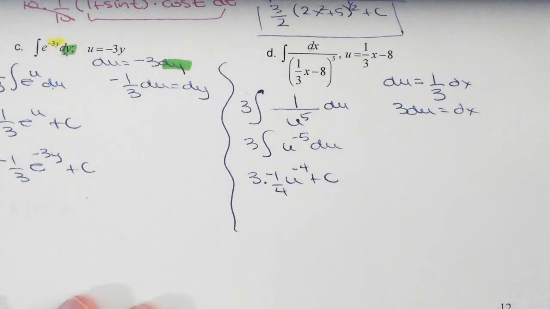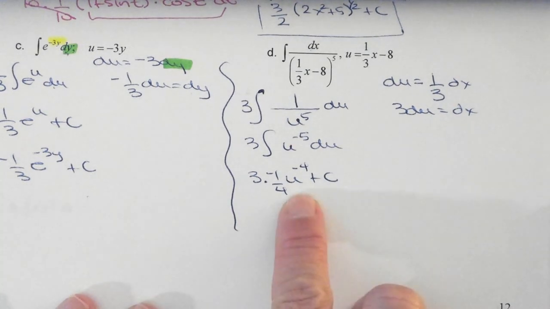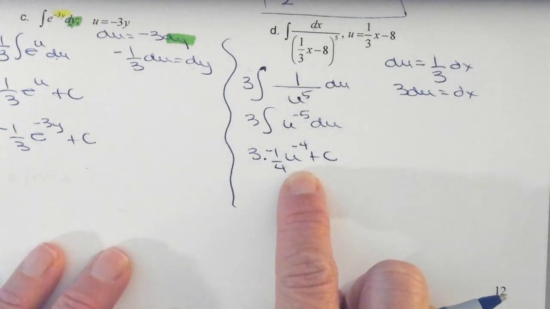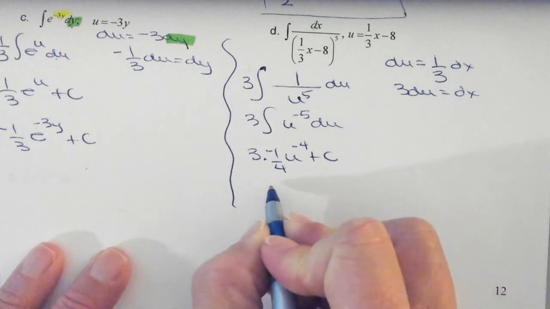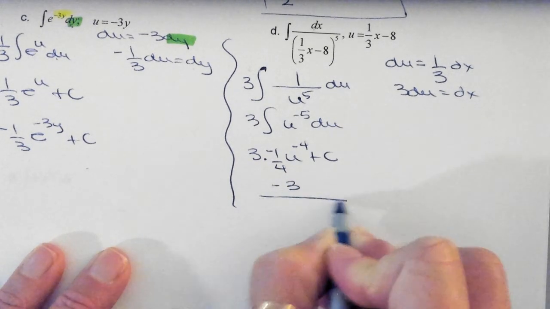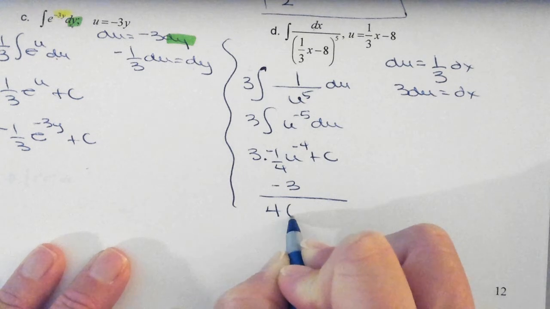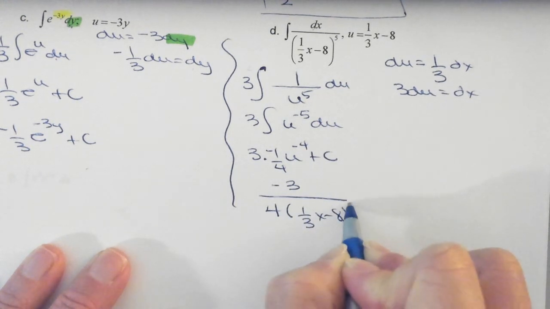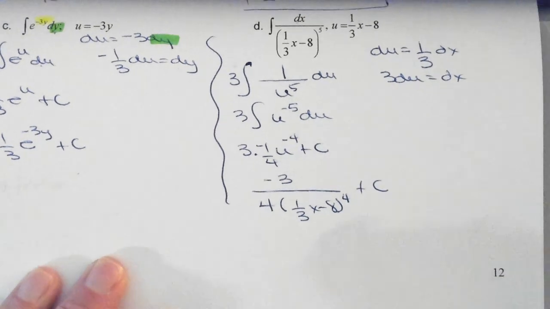I have a little bit of simplifying to do, but that's fine. Typically, you're going to write your exponents as positive. So what is this telling me to do before I make my substitution? Yeah, take it to the bottom. So you have negative 3 on top, and then 4 times (1/3 x minus 8) to the 4th power plus c.